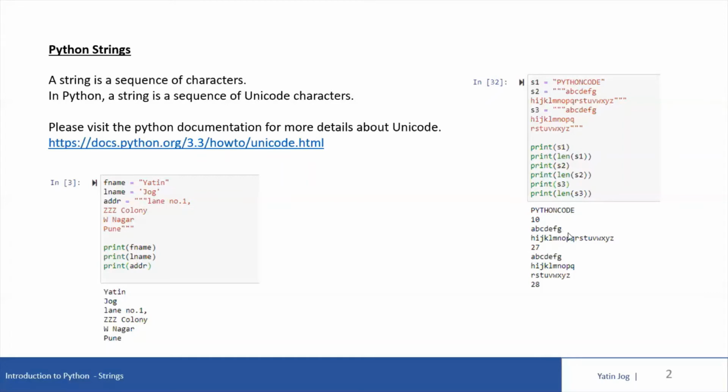Just to show the effect of \n, with the same A to Z letters, now I'm typing in 3 lines in S3. If I print S3, it is printing 3 lines on the screen. And then if I print the length of S3, the length of S3 is 26 characters plus \n after G and another \n after Q. So 26 plus 2 is 28. So length of S3 is 28. This is how the len function works with Python strings.